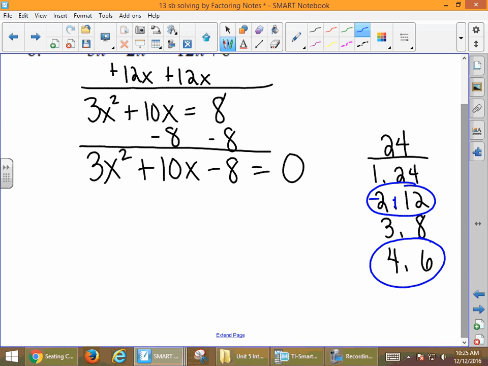-2, positive 12. Jordan, what would they have to be on the 4 and the 6? Positive 4 and positive 6. Which one is going to give us a negative value over here on our constant? Tiffany? It's going to have to be this one. We need to pick one that has a negative in it because it's -8 back here in the problem. So this is not going to be the 4 and the 6.